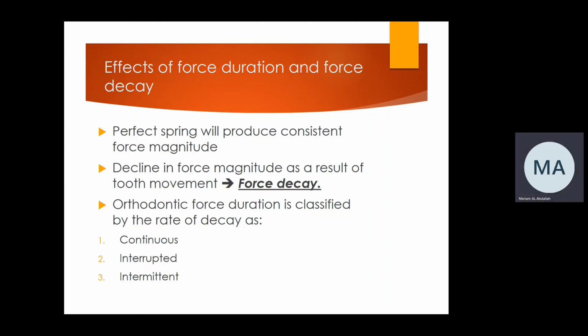Now, based on this fact, we can classify the orthodontic force duration based on the rate of decay as follows. We can have a continuous force that will maintain a considerable amount of its magnitude for a long time. Interrupted is a force that will reach zero between visits to the orthodontist. Intermittent is a force that is on and off. It will decline and decay, but it will be zero several times a day. So this is what we call intermittent.